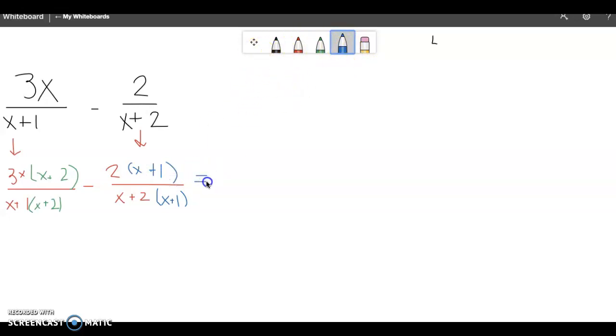So I'm going to show you how I show that. You never simplify the denominator. You just leave it as the two expressions each in a set of parentheses, and which one you put first doesn't matter. So I'm going to just do x plus 1 and x plus 2, but you can switch them around.